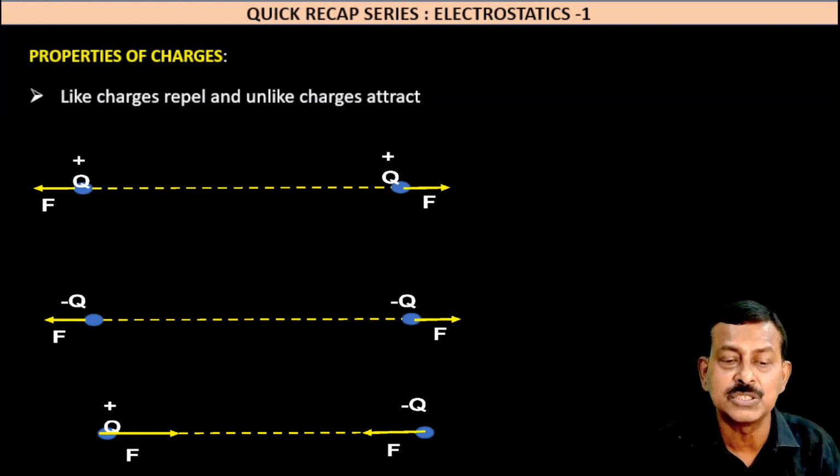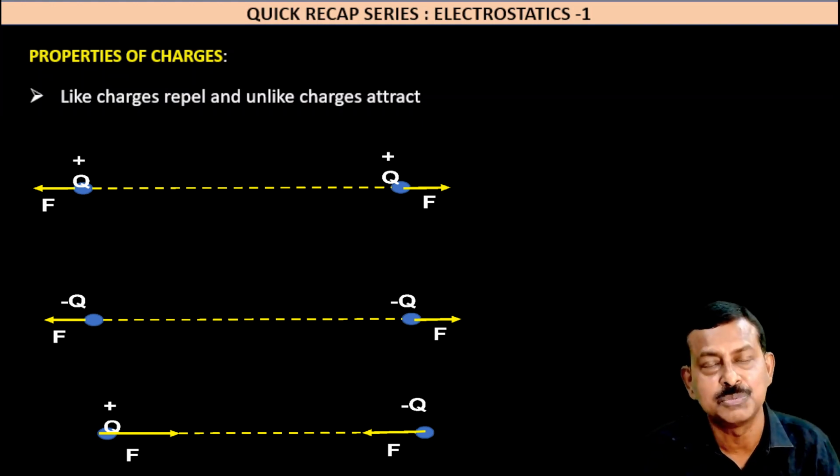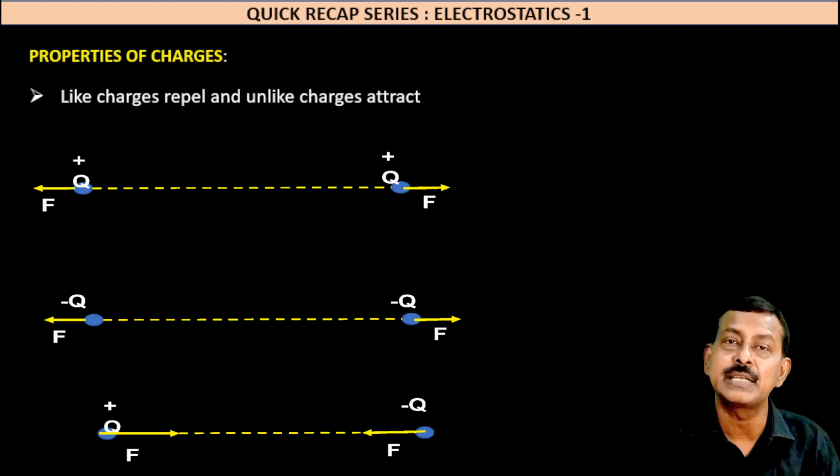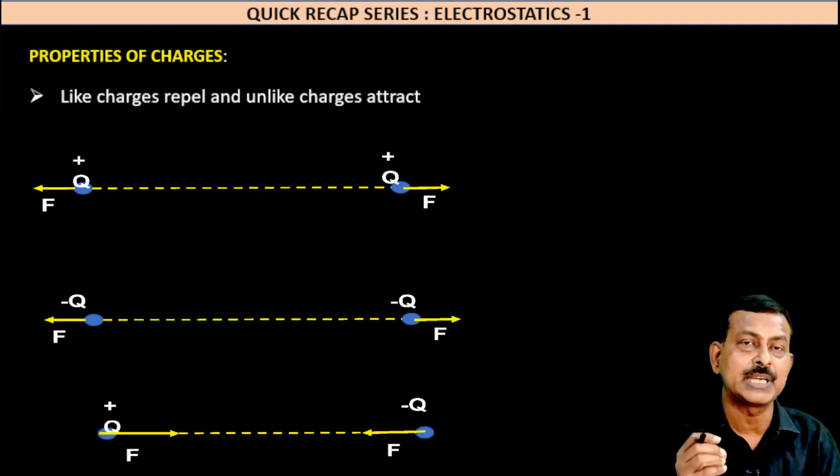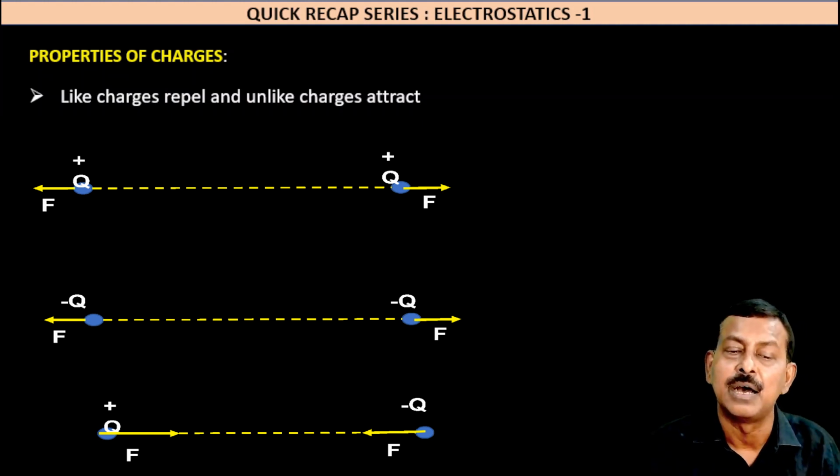But if you consider that this particular body has positive charge and this body has negative charge, in that case, there will be attraction. So this one will get attracted. So there is a force of attraction if the two bodies are carrying opposite nature of charges, or they are carrying unlike charges.